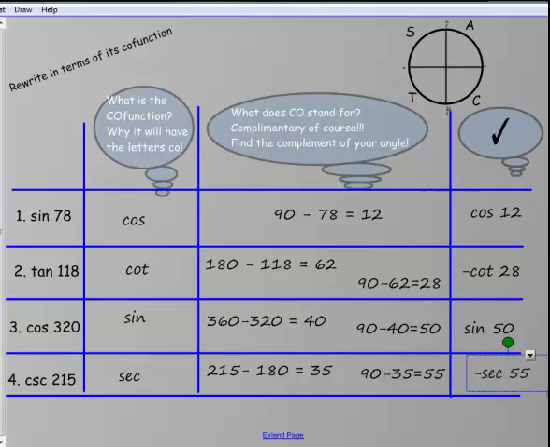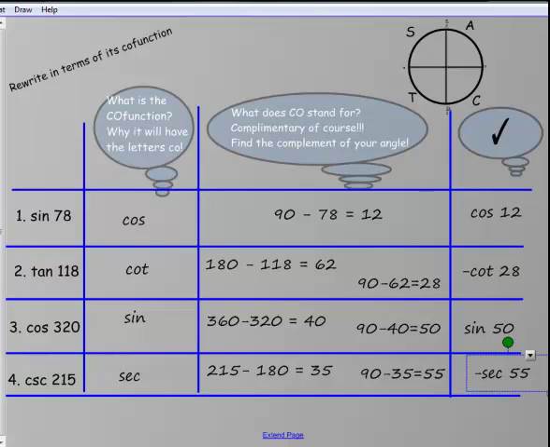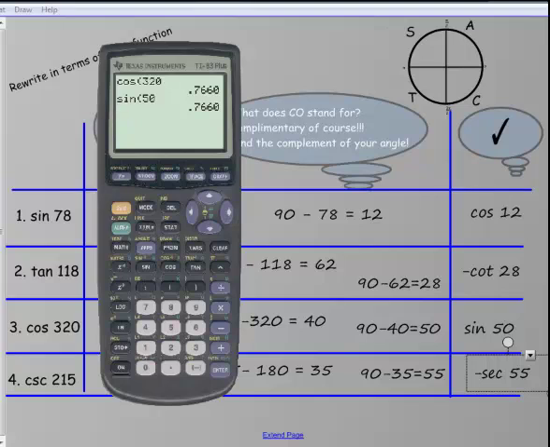secant 55. And once again, I have to throw a negative in front of that because in the third quadrant, only tangent is positive. And I'm not using tangent. I'm using cosecant. And just for good measure, let's check it out. The cosecant means 1 divided by the sine of 215. And secant is 1 divided by the cosine, and this time I said 55. Excellent, I get the same answer as long as I throw a negative in front of it.